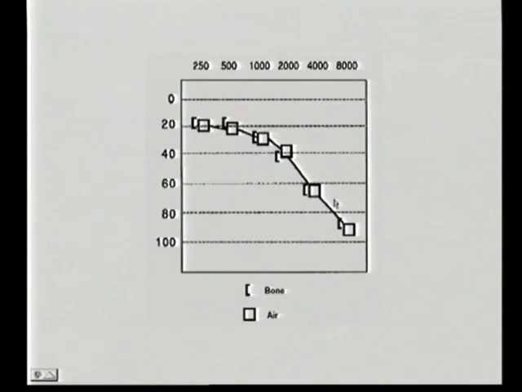This is occurring in me right now. This is presbycusis, where we have a general fall off of both bone and air of the higher frequencies. This is definitely sensory neural. And you should know this is presbycusis. Also think about what presbyopia is at the same time.